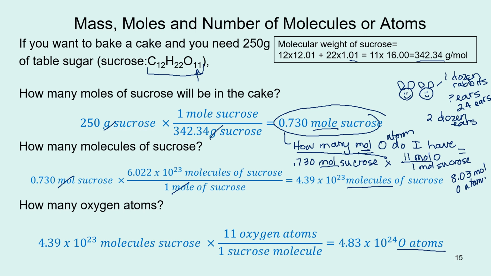Now here, it wants to know how many actual oxygen atoms. In this case, I take the actual molecules and then I have to multiply by 11. So there's a lot of oxygen atoms. I could actually take the 8 moles of oxygen atoms and multiply by 6.022 times 10 to the 23rd and get the same answer. Anyway, a lot to think about.